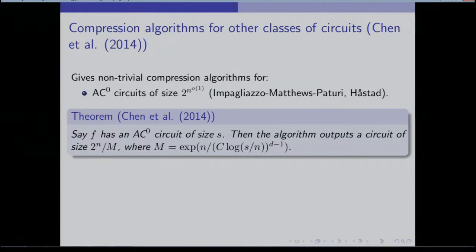And in roughly this regime, the size of the circuit output is much smaller than 2 to the n by n. Okay, so roughly in the regime where we have lower bounds, we have non-trivial compression algorithms. Okay, so this is a really nice result.